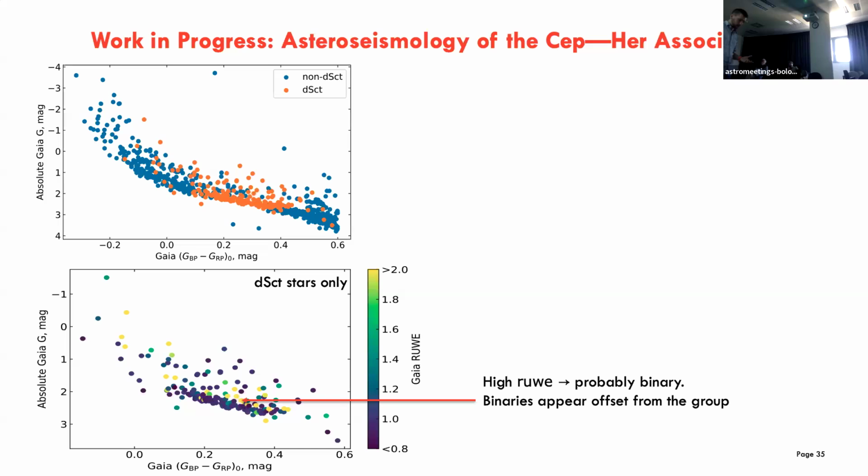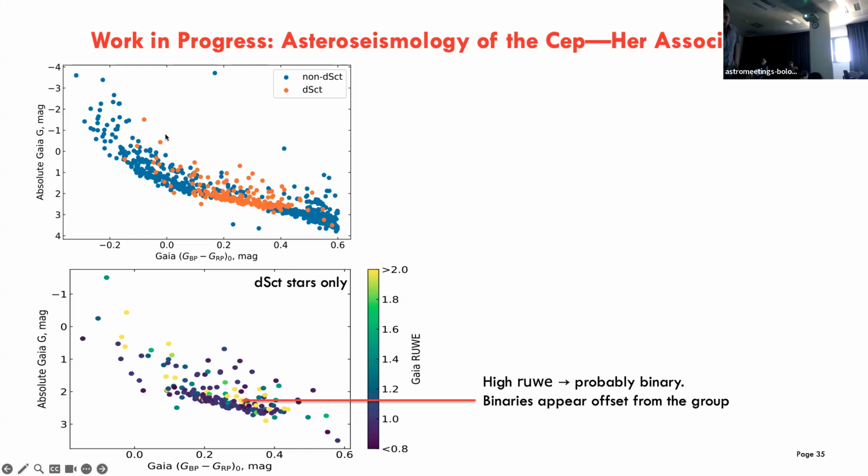For the rest of the talk, I'm going to look at a different association, a younger association with many more stars. So this is the Cep-Her association, Cepheus-Hercules, and this is really more of a complex of a few different associations of different ages that range from about 20 megayears up to 100 megayears. So there are several hundred stars in this association.